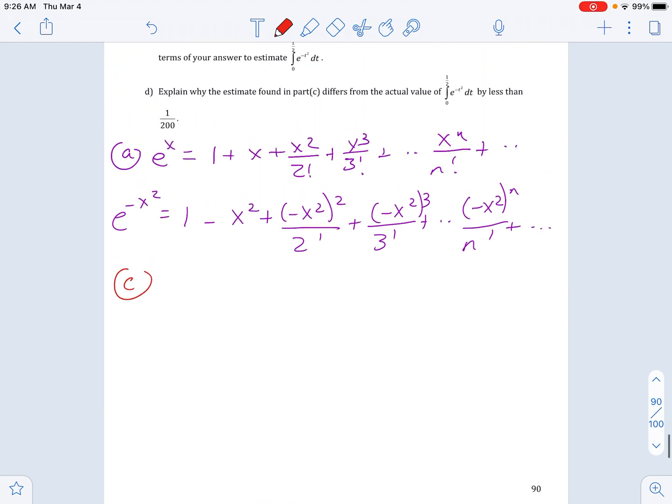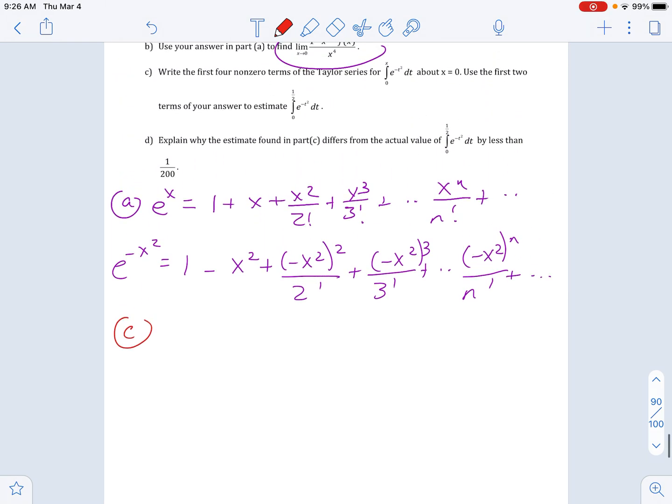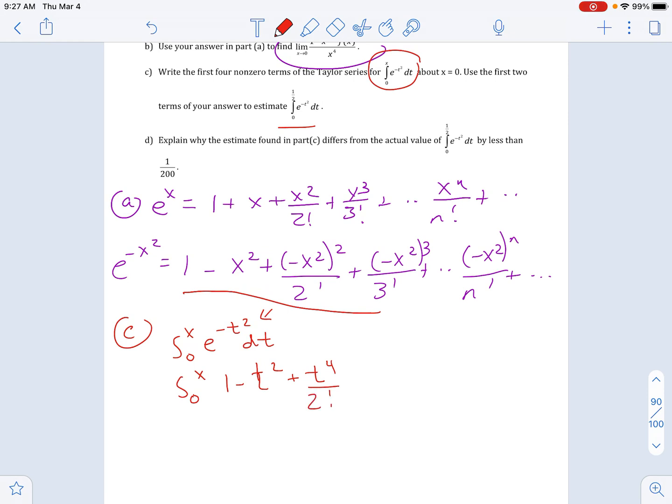Okay, part C says, write the first four non-zero terms in the Taylor series for this antiderivative. And once we do that, we're going to estimate this definite integral. So step one is we have to figure out what this is. And it says we want the first four non-zero terms of this. So this is basically integrating. And we're going to use t instead of x. So I'm going to use these terms here. So 1 minus t squared, I'm going to clean this up, plus t to the 4th over 2 factorial minus t to the 6th over 3 factorial.